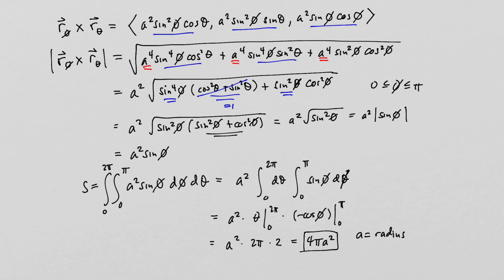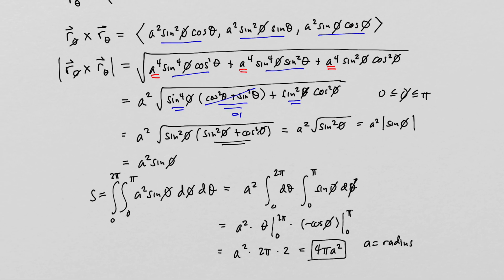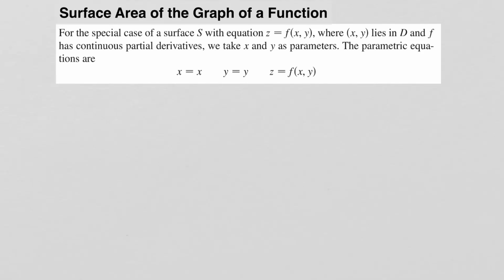And that is the formula for the surface area of a sphere. Now for the special case of a surface S with equation z equals f of x, y, where (x, y) lies in some domain D and f has continuous partial derivatives, we can take x and y as parameters and use the parametric equations x equals x, y equals y, and z equals f of x, y.